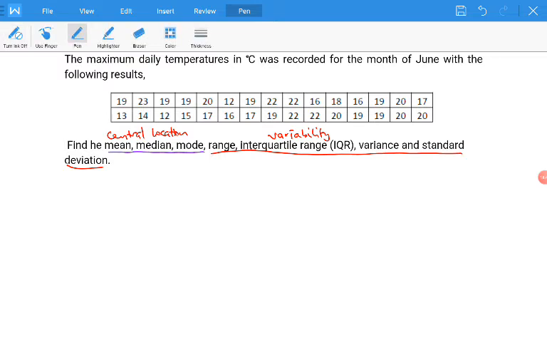So first we are required to find the mean. The mean, which is denoted by x bar, is found by summing up all the observations and dividing by the number of observations. So here, summing up all the observations, we get 546, all divided by 30. So the average daily temperature is 18.2 degrees Celsius.